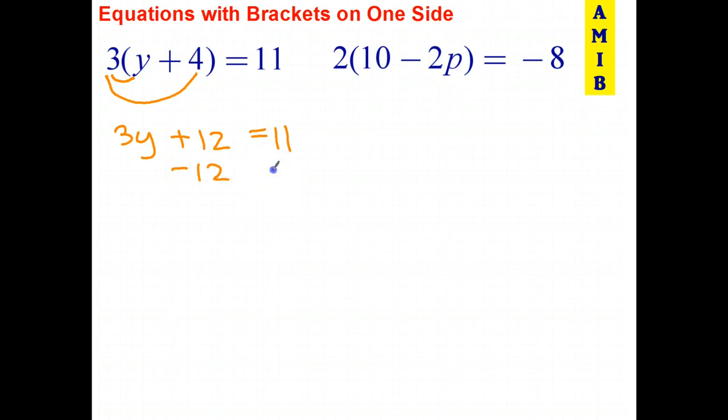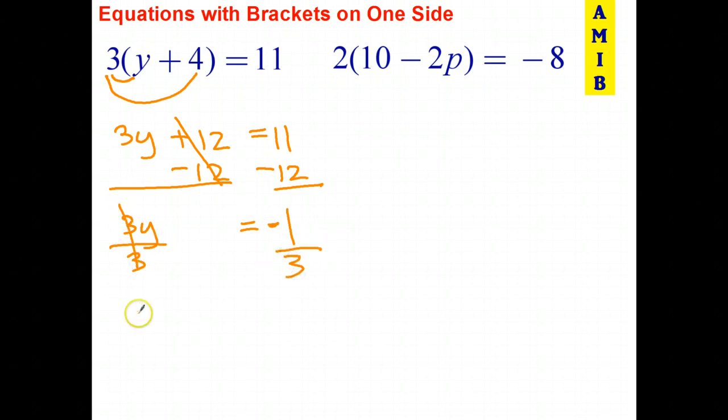Subtract 12 from both sides. Add 12, subtract 12, cancels out. That leaves just the 3y on the left. 11 subtract 12 is -1. Divide both sides by 3. So notice we do end up with a fraction, but we got it in our very last step, and that's where we want it. So the answer is y equals -1/3.